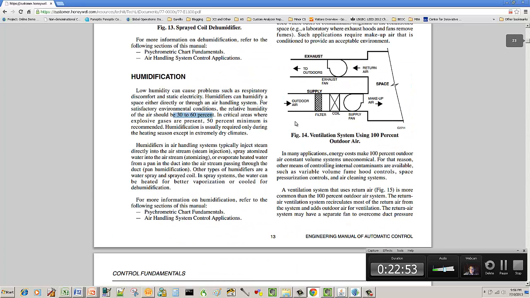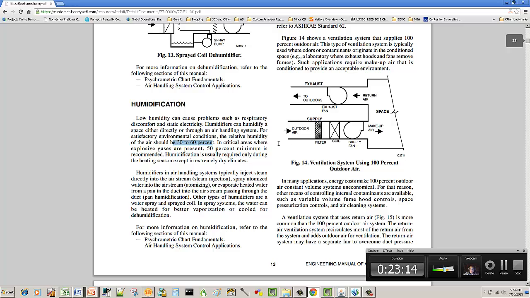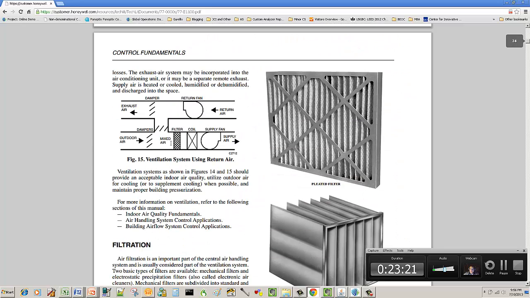Some places use what's called 100% outdoor air. What that means is affectionately called a single pass unit, meaning that you take all the air in, it passes once and goes out. That would be in a situation like an animal lab, where you don't want to circulate air. You want to take it in once, pass it through, and then it goes straight out. And you're going to achieve your air changes by simply varying the amount of supply versus the amount of exhaust.